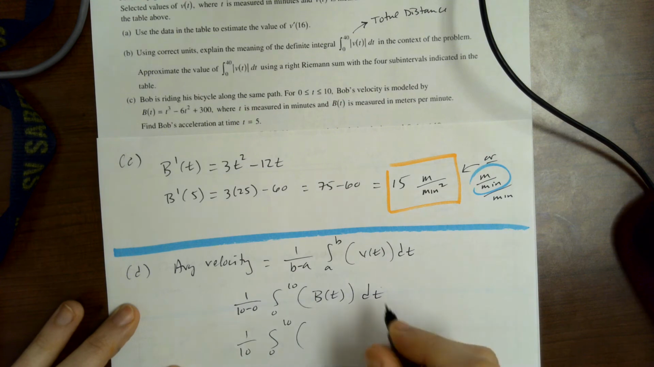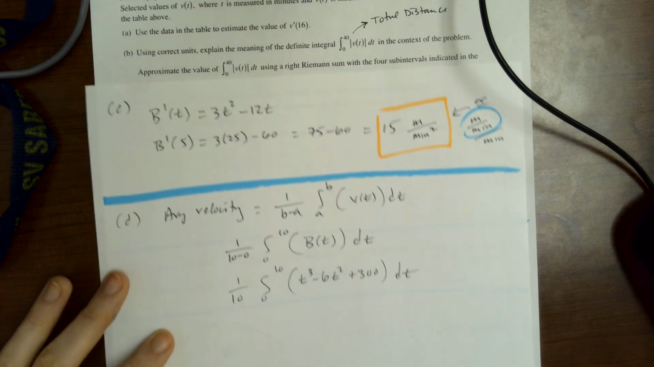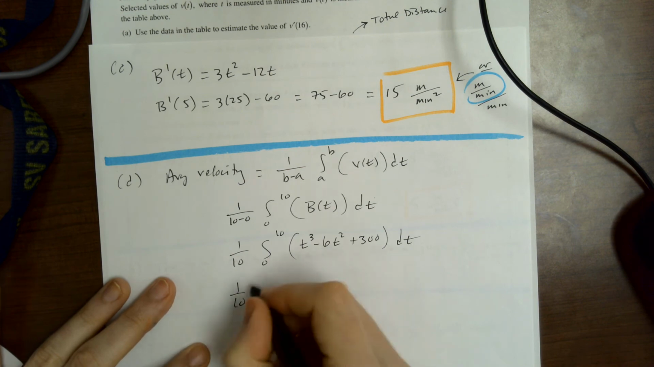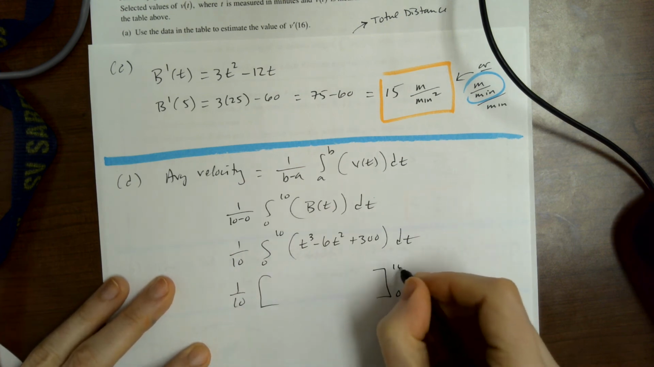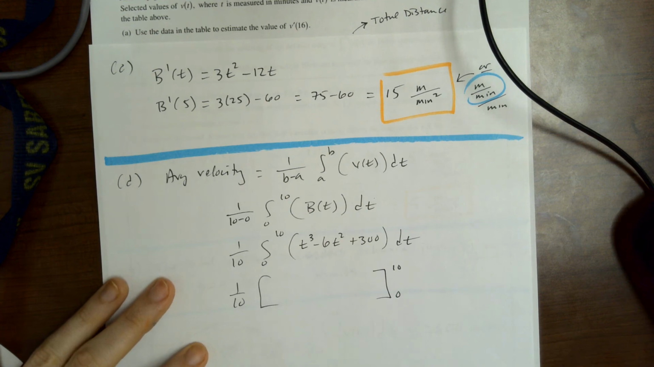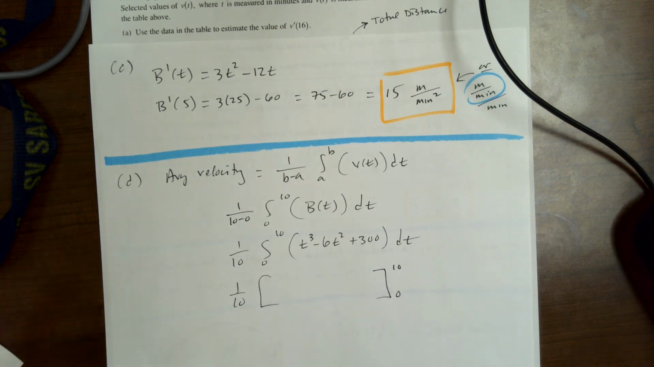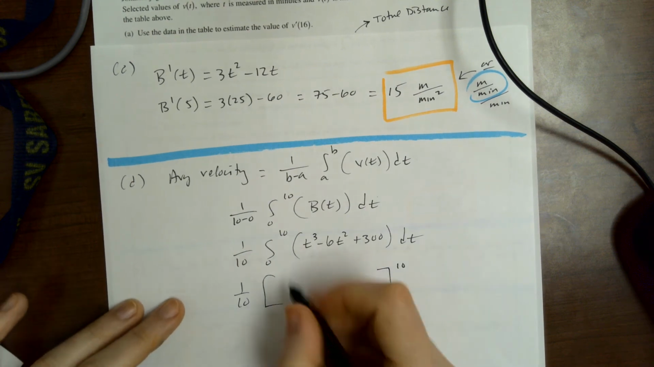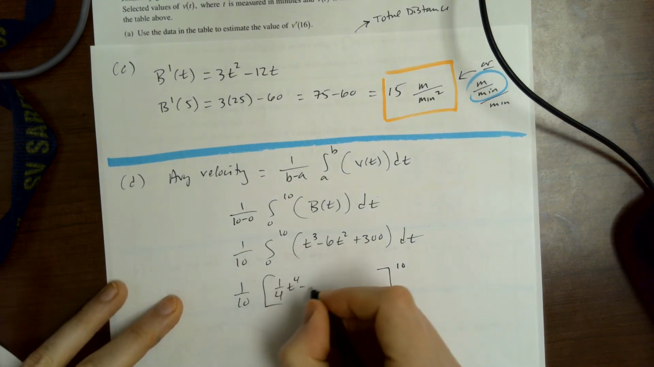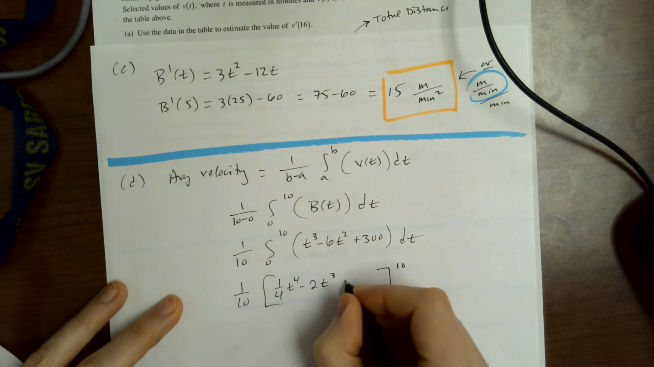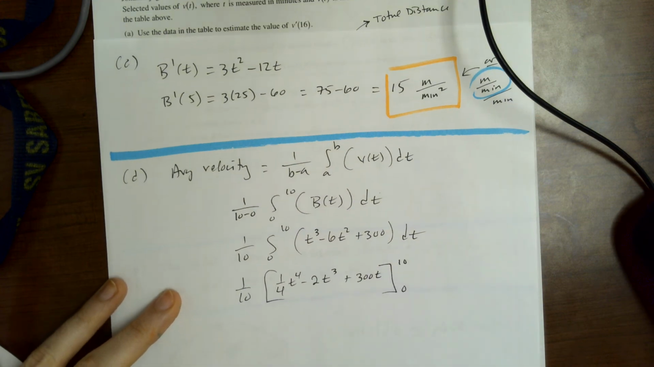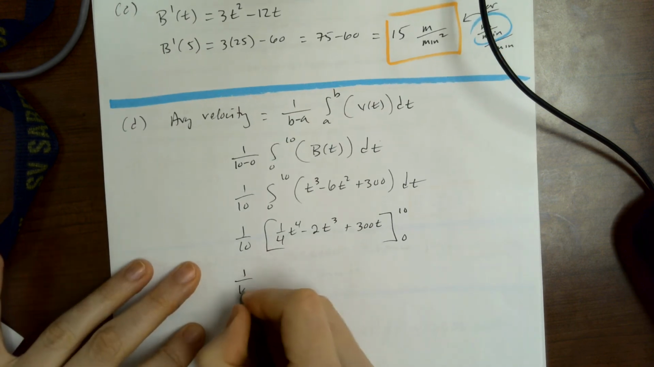The integral from 0 to 10 of t cubed minus 6t squared plus 300. Okay, now I'm going to bring this down. This is a non-calculator section, so no Math 9. I'm using the fundamental theorem of calculus right now, which says you can take the area under a curve by doing the antiderivative and then plugging in these values and subtracting. So the antiderivative is 1/4 t to the 4th minus 2t to the 3rd plus 300t. Okay, now I'm plugging 10 in.